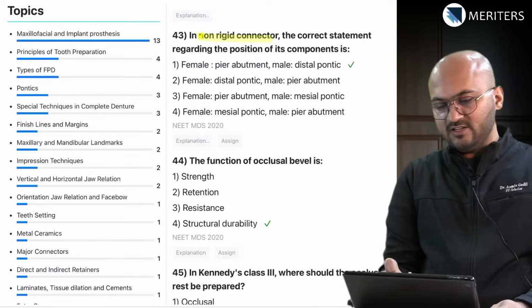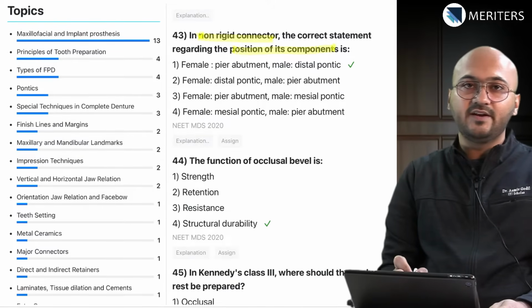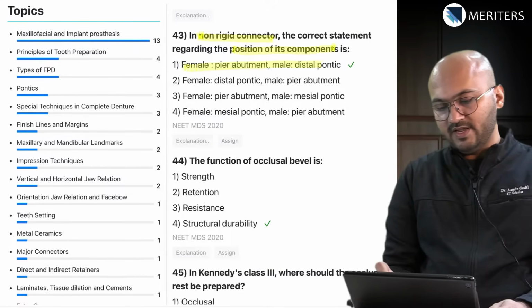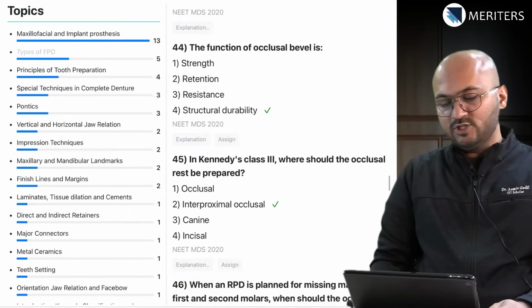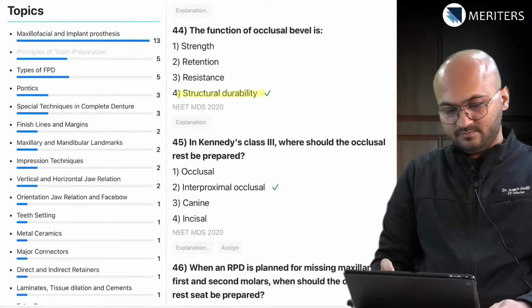In non-rigid connector, the correct statement regarding the position of its components. This is a repeat question. Earlier we had an image attached, right? So female on the abutment, male on the distal pontic. The function of occlusal bevel, again a repeat question, is structural durability.